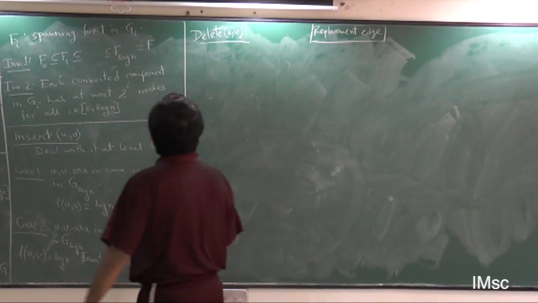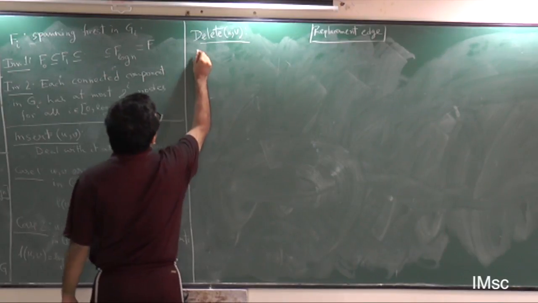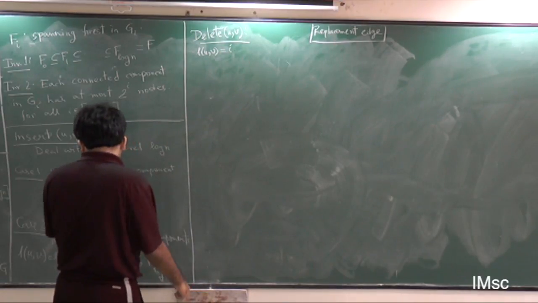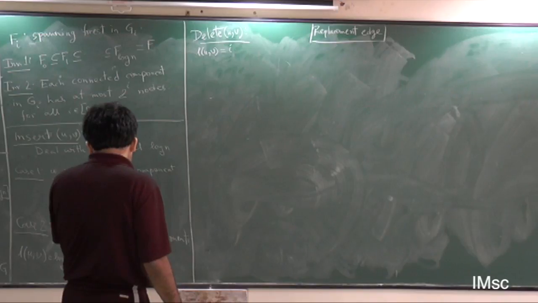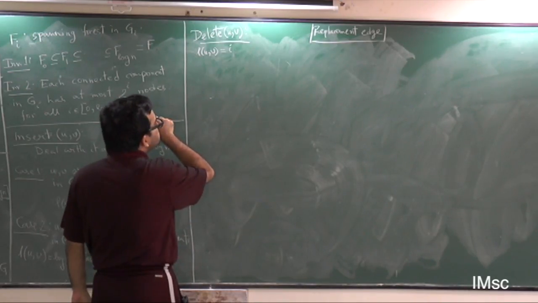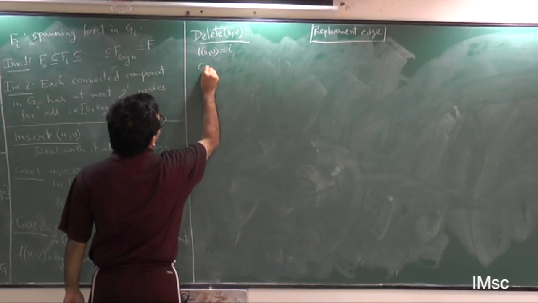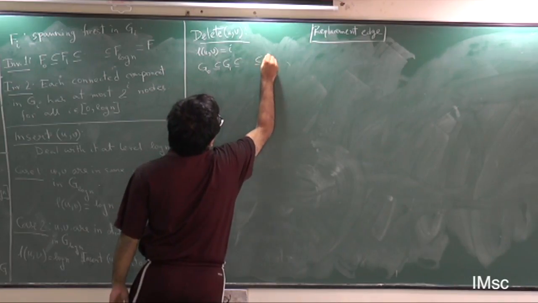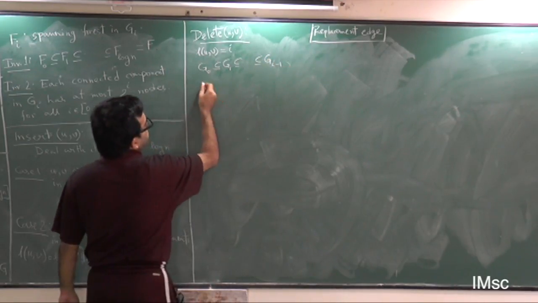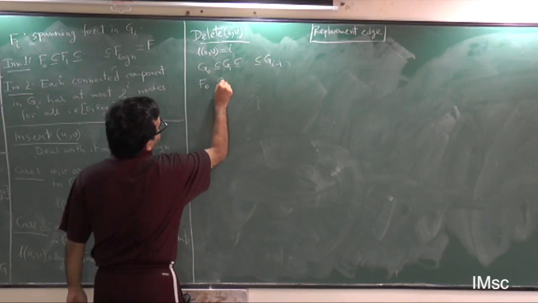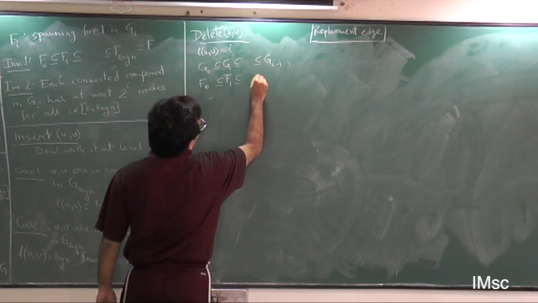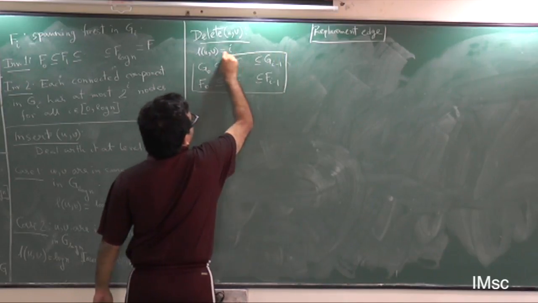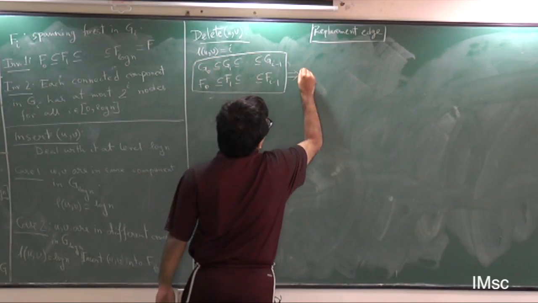So the first thing is that let us say that the level of this edge is i. Okay. So note that the trees or the graphs till level i minus 1 and the forests in those graphs, F0 and so on, they will remain unchanged.